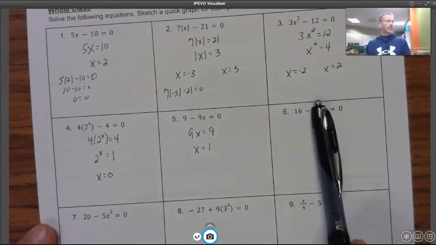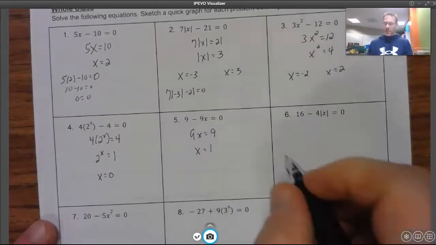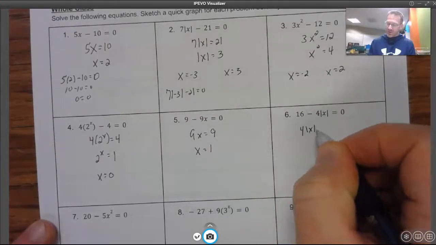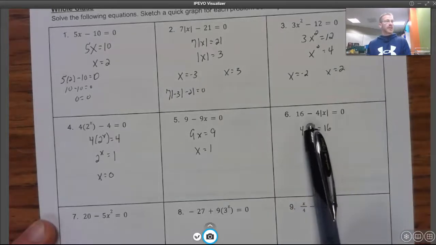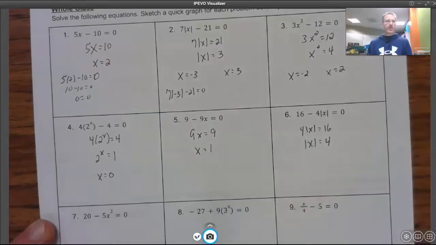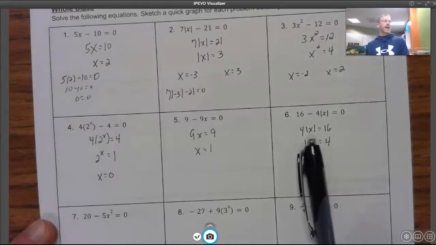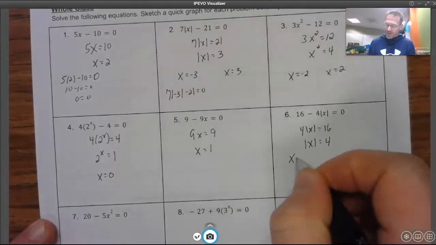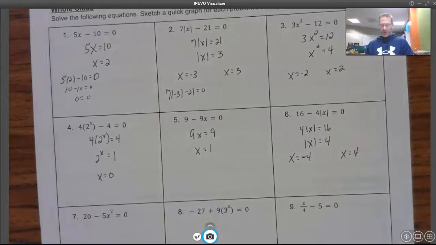All right, so now looking at problem 6 here. 16 minus what is 0? 16 minus 16 is 0. So that means 4 times the absolute value of x has to be 16. And then 4 times what is 16? 4 times 4 is 16. So the absolute value of x is equal to 4. Now, what numbers have an absolute value of 4? -4 and +4. So x could be -4. x could be +4 like that.